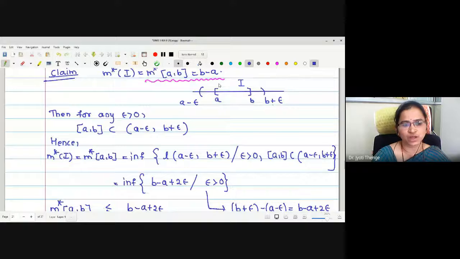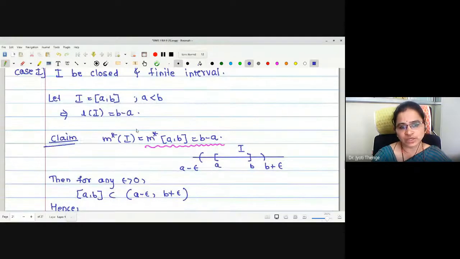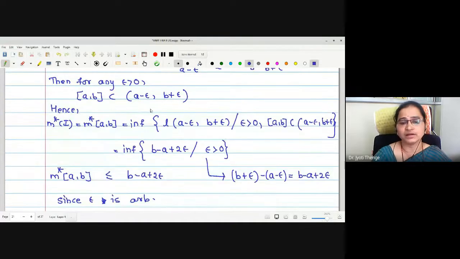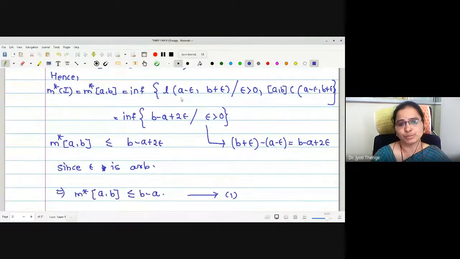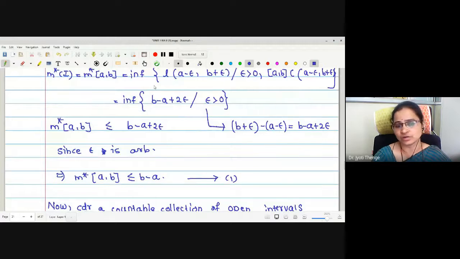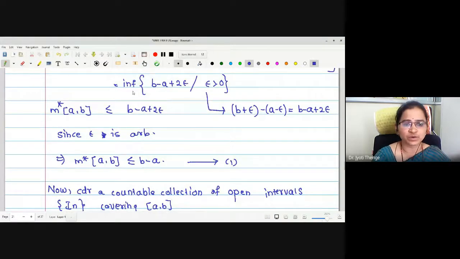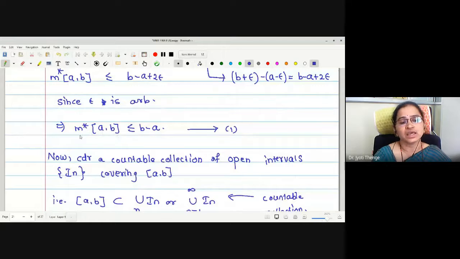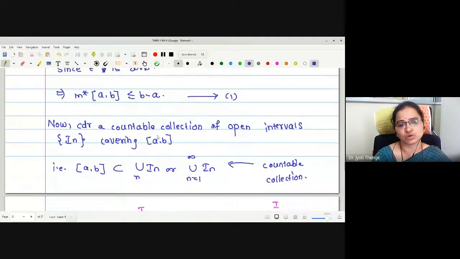Let me repeat case 1. For finding the outer measure of this closed and finite interval, we have taken an open interval covering [a, b], the interval a minus epsilon to b plus epsilon. According to the definition of outer measure, this is the infimum of the length of a minus epsilon to b plus epsilon, which is b minus a plus 2 epsilon. Therefore, m star of [a, b] is less than or equal to b minus a plus 2 epsilon, and as epsilon is arbitrary, m star of [a, b] is less than or equal to b minus a.